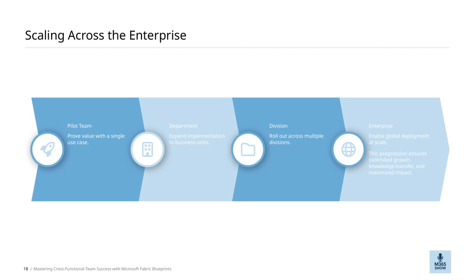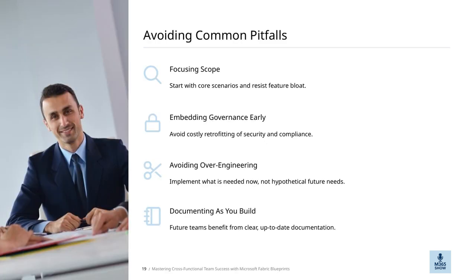This structured approach helps us manage complexity, learn along the way, and ensure every step builds on the previous one. It's all about controlled growth, gradually expanding while maintaining quality and impact. This way, we can truly master cross-functional team success with Microsoft Fabric blueprints and realize the full potential of our enterprise initiatives.